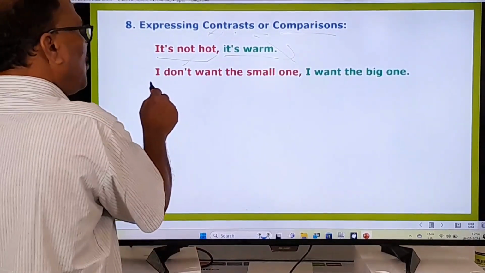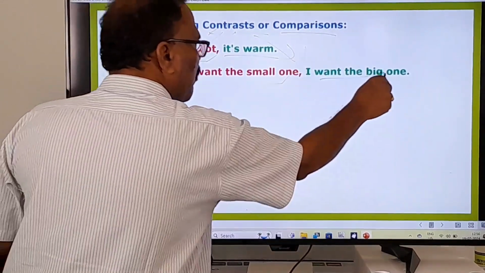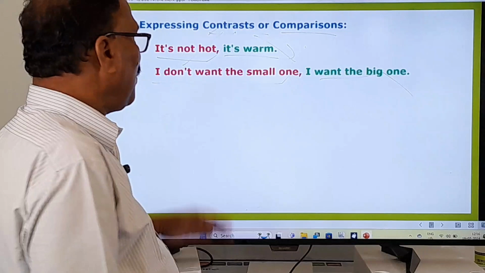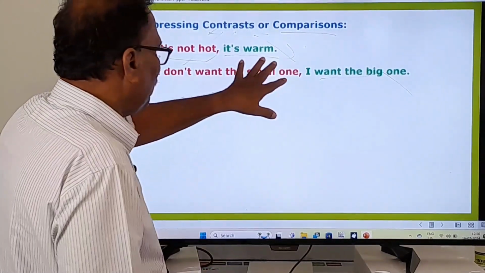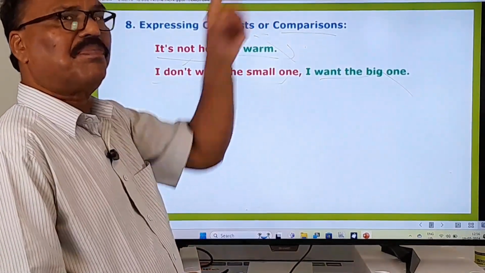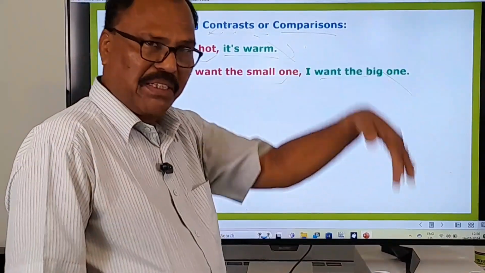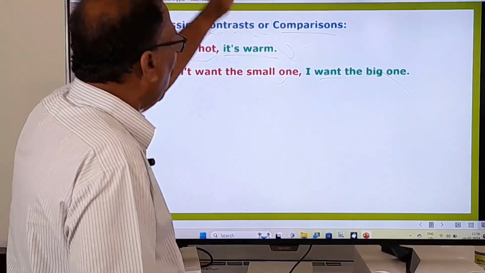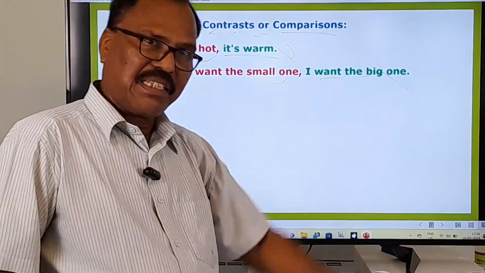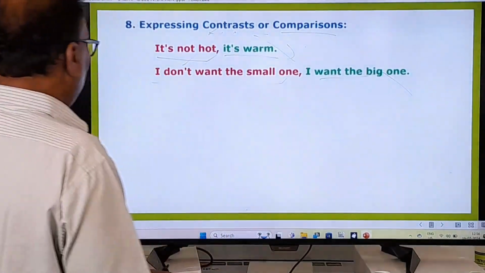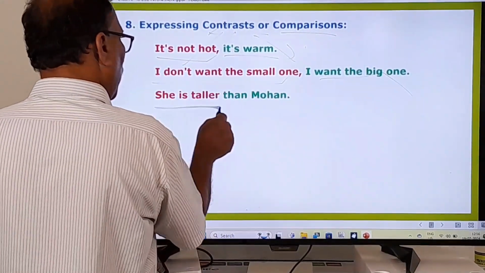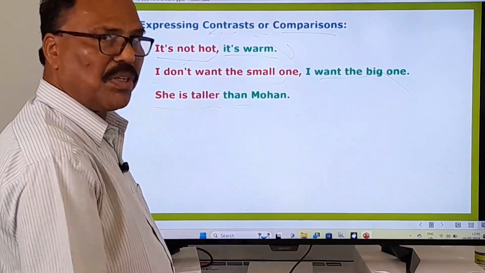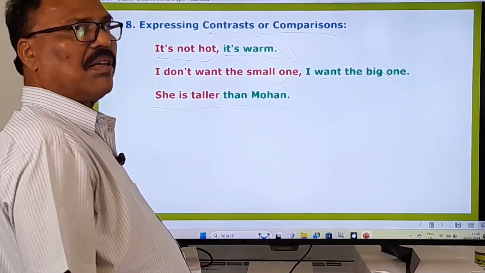And here, I don't want the small one. I want the big one. I don't want the small one. Generally, the children will say, I don't want the small one. I want the big one. So when you say this, your voice is going up. When you say this, your voice is coming down. Are you following me? Right. And here, she's taller. She's taller than Mohan.